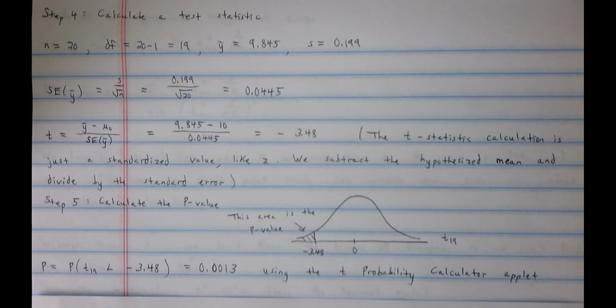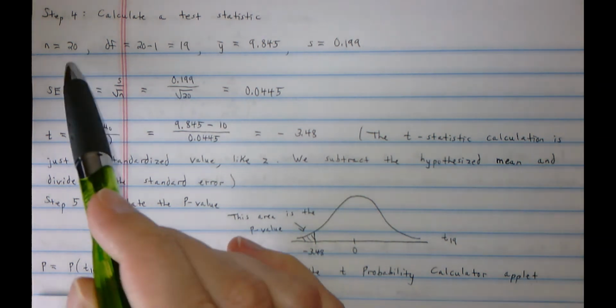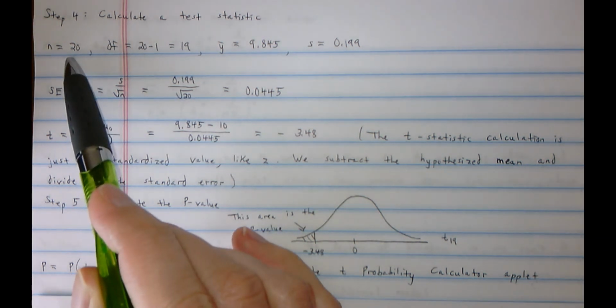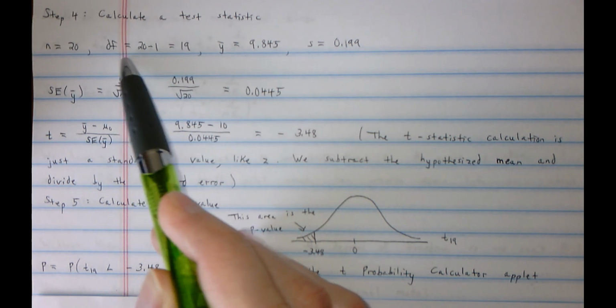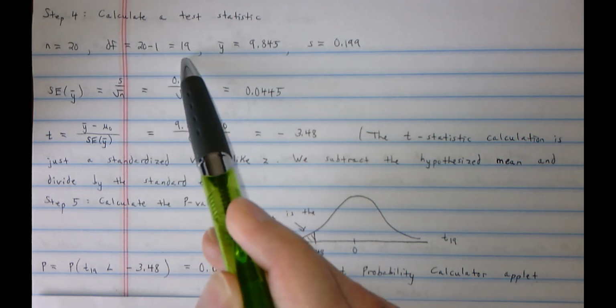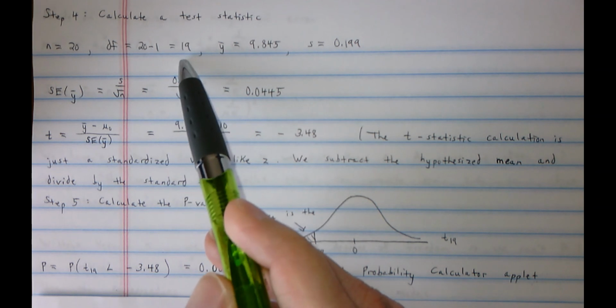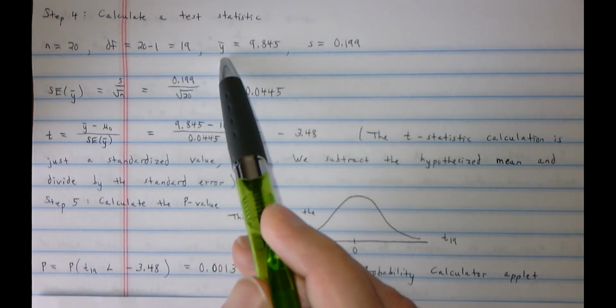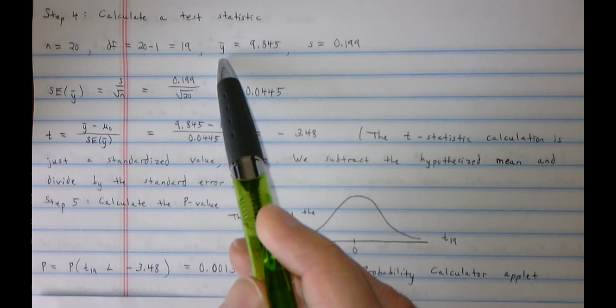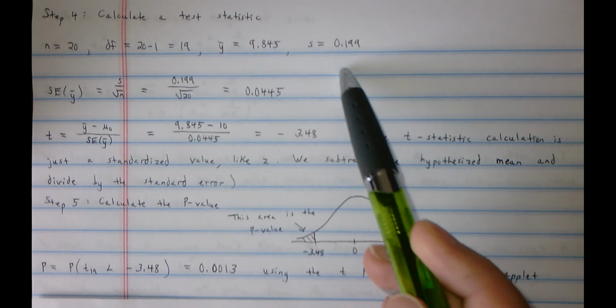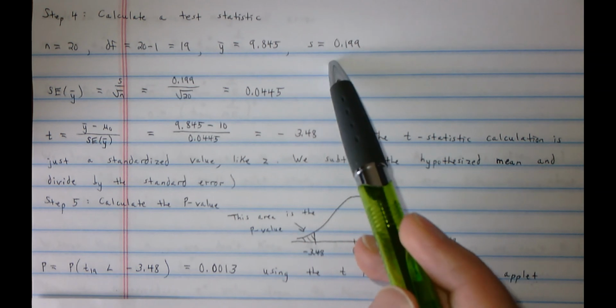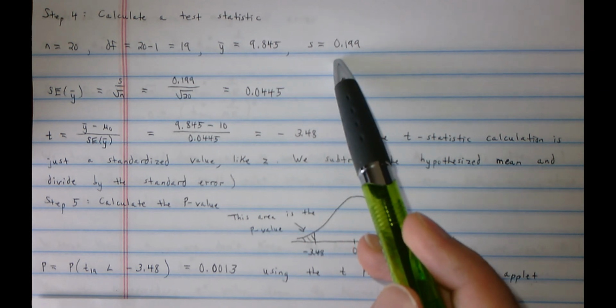Step 4 is to calculate a test statistic. Let's start by jotting down some important information. N, the sample size, is 20, which means the degrees of freedom is 1 less than that, 20 minus 1, or 19. And then I've used technology to calculate the sample mean for me. Y bar ends up being 9.845, and I used technology to calculate the sample standard deviation, 0.199.